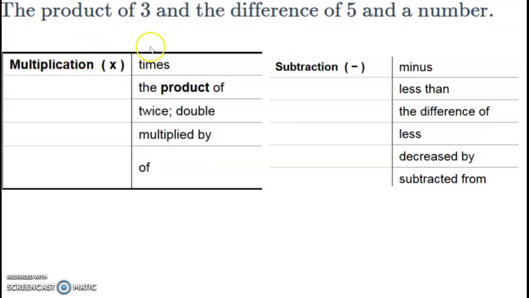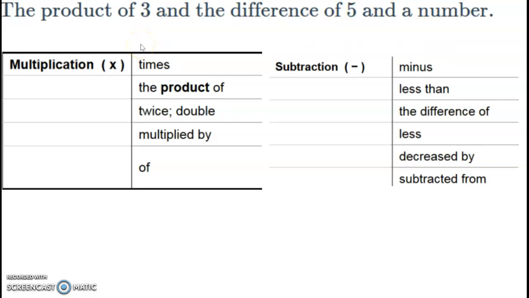Let's look at this one. The product of 3 and the difference of 5 and a number. The product of 3. So this 3 has got to be multiplied against not just the 5, not just the number, but the difference of 5 and a number. So you got to do the 5 and the number first and then multiply it times 3.